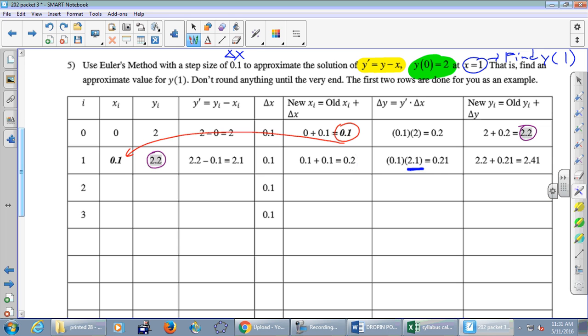Okay, you take your 2.1, which we calculated, multiply it by the step size, which is 0.1 all the time in this problem. We get 0.21. That 0.21 is how much you are changing from your old y to get the new y. What was the original y in this row? 2.2, and we are changing by positive 0.21. And so we get 2.41. Where does the 2.41 go? That's the next y, 2.41. What's the next x? 0.2.